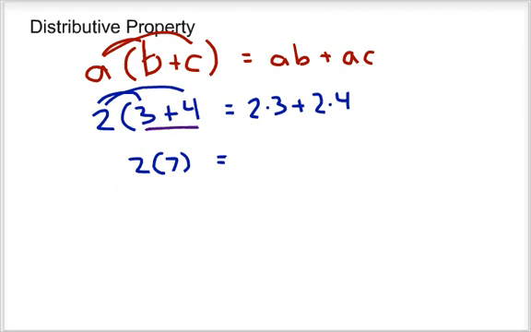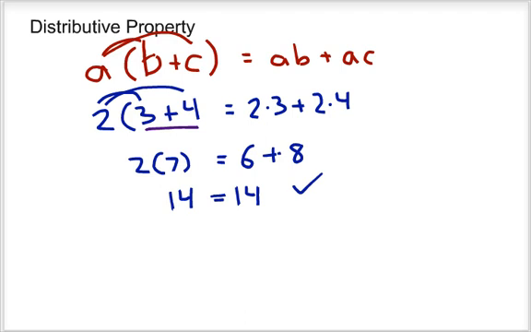Over here, I've got 2 multiplication problems joined by addition, so I need to do the multiplication problems first. So 2 times 3 is 6, 2 times 4 is 8, and I'm just going to continue to simplify both sides. 2 times 7 equals 14, and 6 plus 8 equals 14. 14 equals 14? Check. We got it.